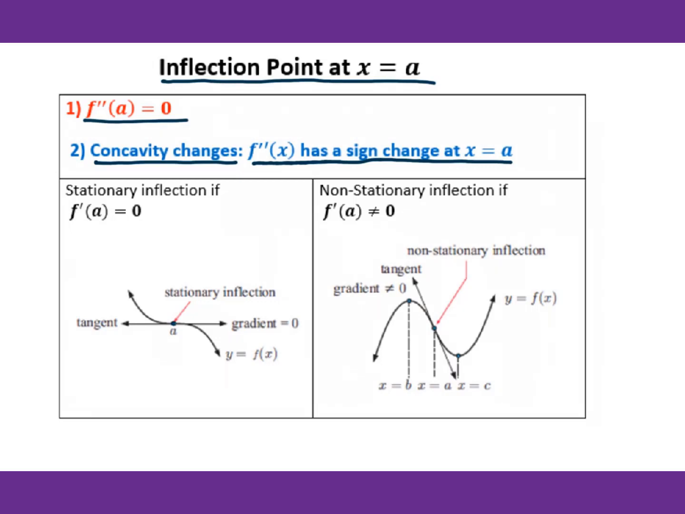We call this point a stationary inflection point because the first derivative equals 0. This point we call a non-stationary inflection point when the first derivative is not equal to 0.